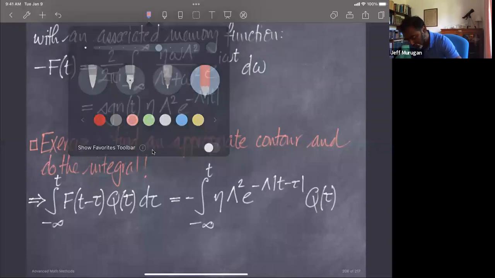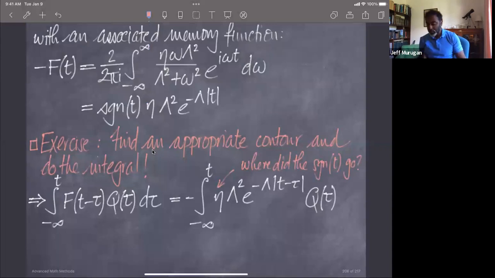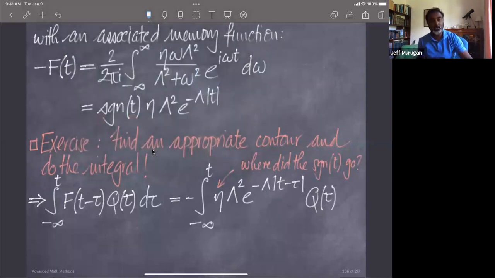And I have a question for you, which is, where did the factor of sine of tau, sine of t, go? I'd like you to think about that in carrying out this integral.